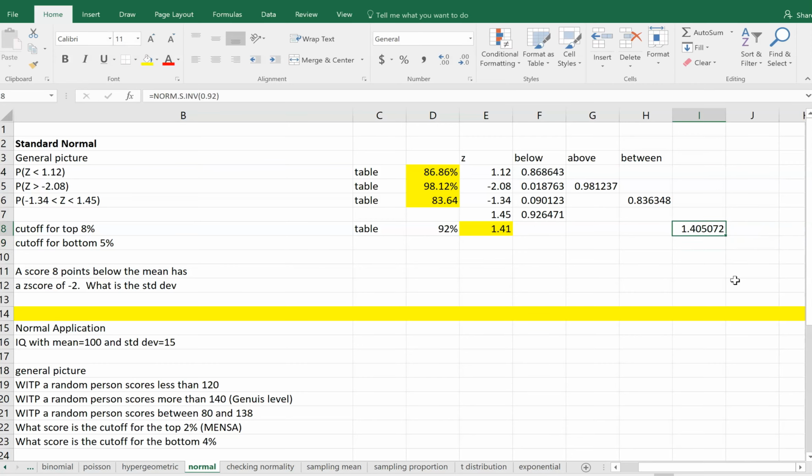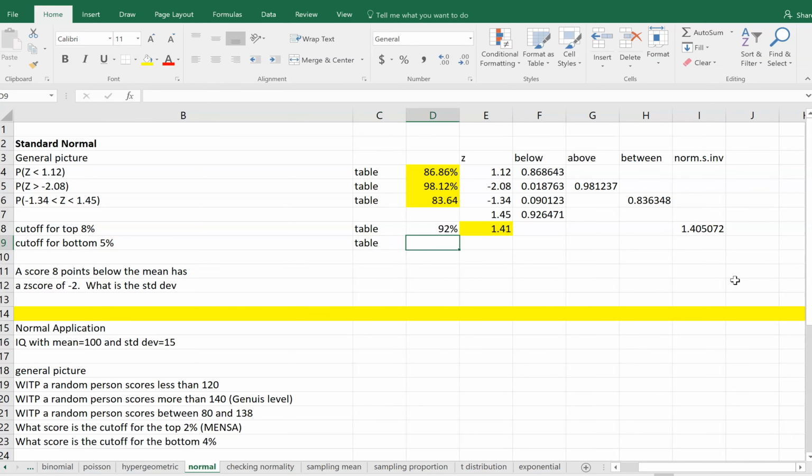And since we're looking for the area below is 92%, that's your percentile, the Z value you're looking for, to the extreme accuracy, is 1.405, which when you round is exactly what the table gave. So I call this the NSI, the norm S inverse. I abbreviate it as NSI as we get going. This is how you find the Z value.